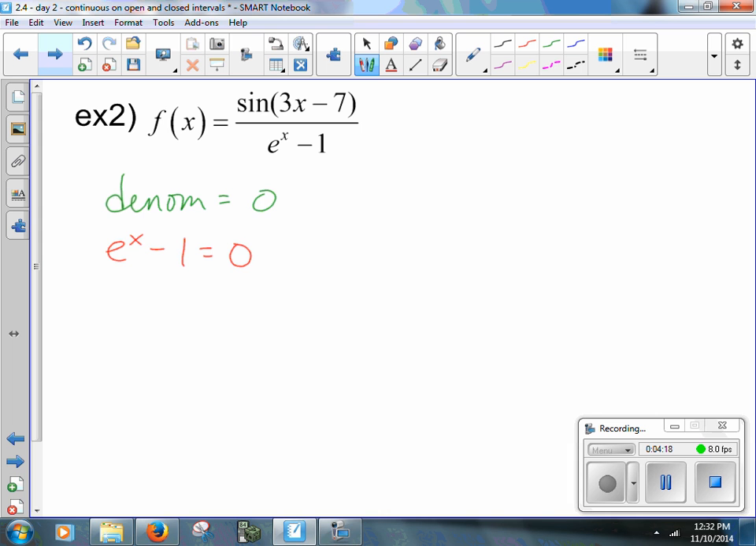We have to get the e's so that it cancels out. Well, not yet. Get that one on the other side. So we're going to add 1 to both sides, and I get e to the x is equal to 1.